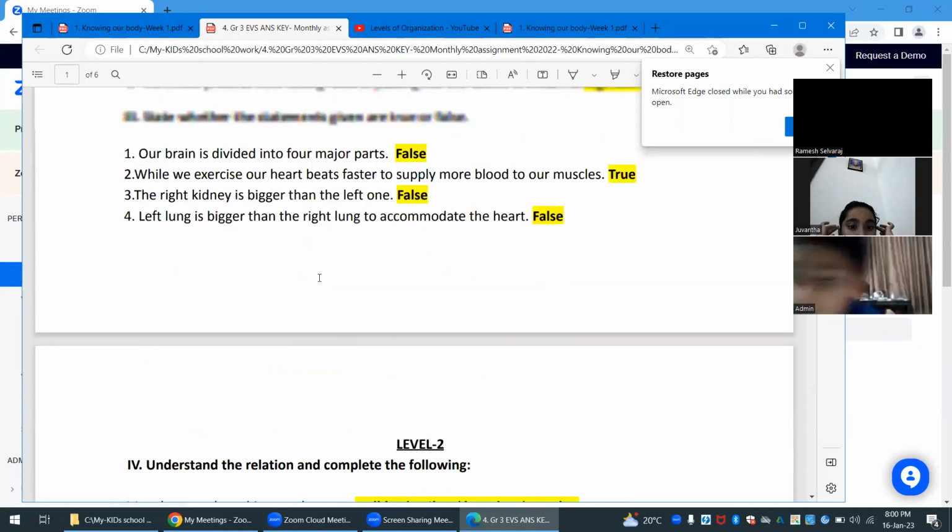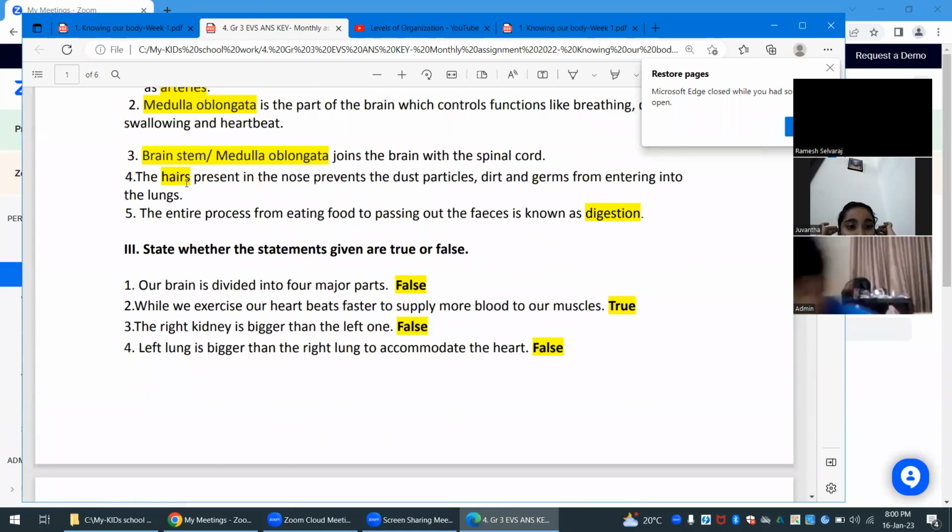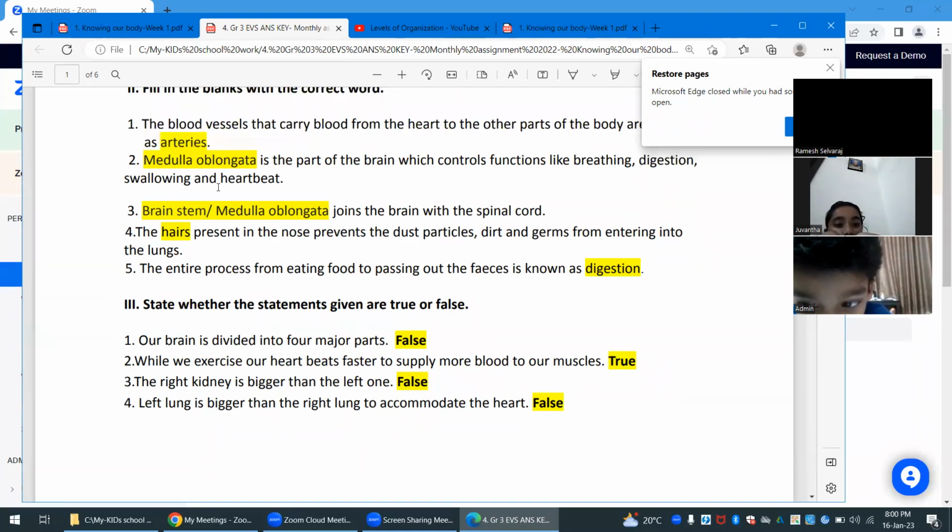Yeah, this is the thing I just told you. See, the hairs present in the nose, inside the nose we have small hairs that prevent the dust particles, dirt, and germs from entering into the lungs. Okay, this is a very important thing. You need to understand the hairs present in the nose.